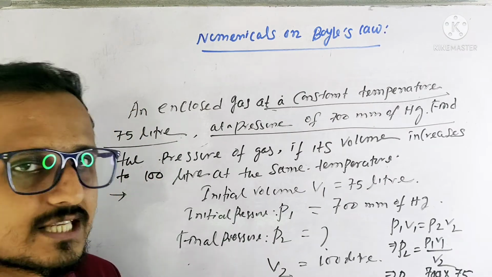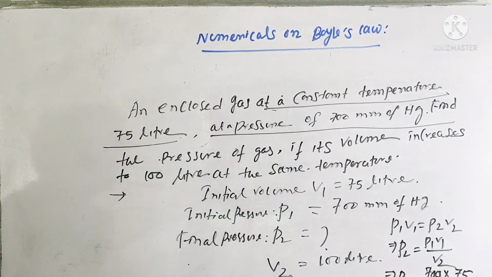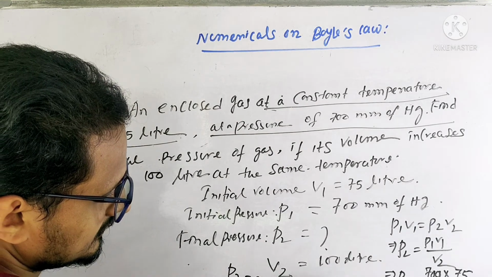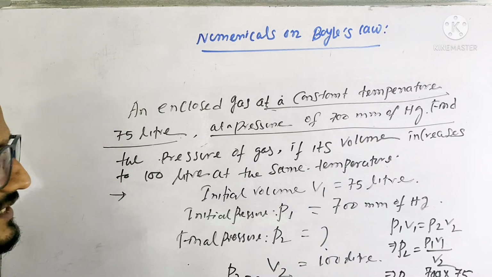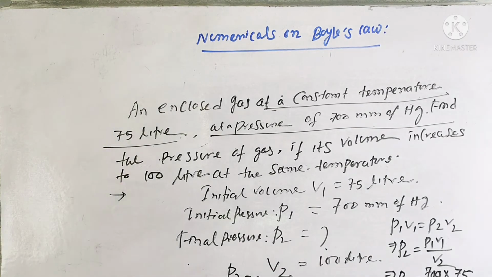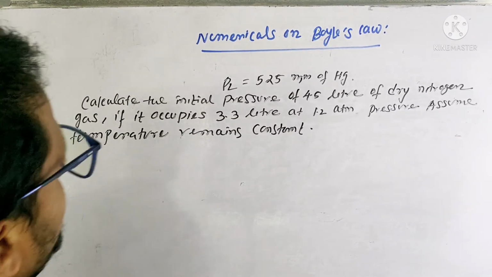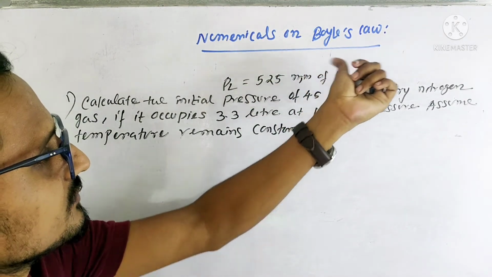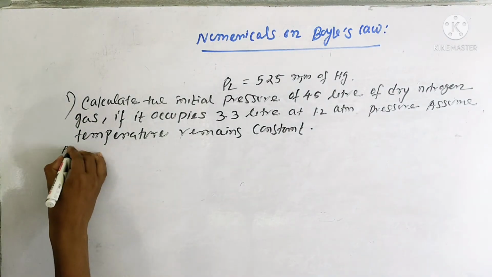Okay, so we'll go to the next problem. Copy this. We are getting P2 equal to 525 millimeter of mercury, which is the answer of the last problem. Now I think it is simple. Now let's see this one.